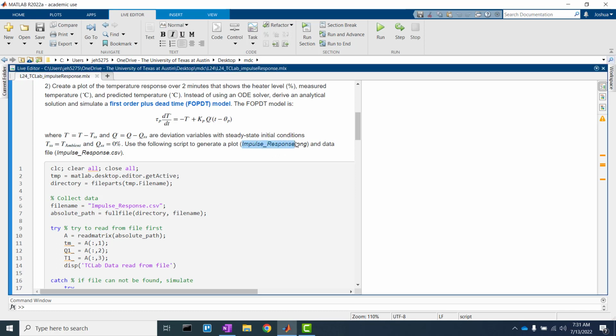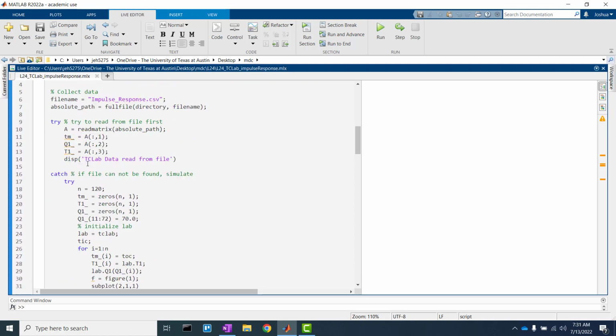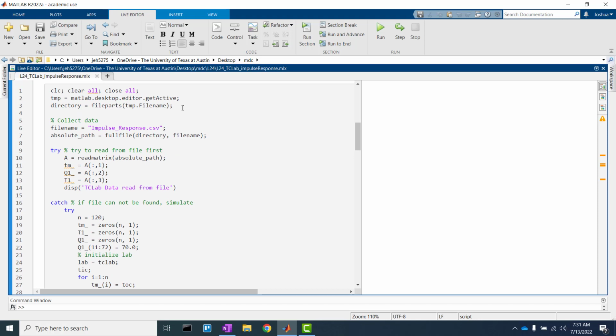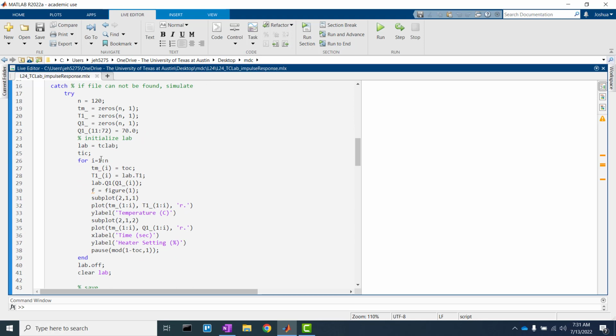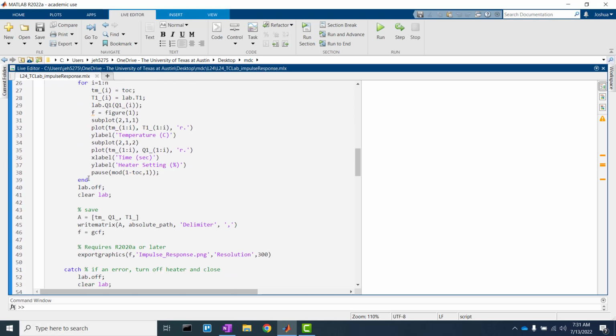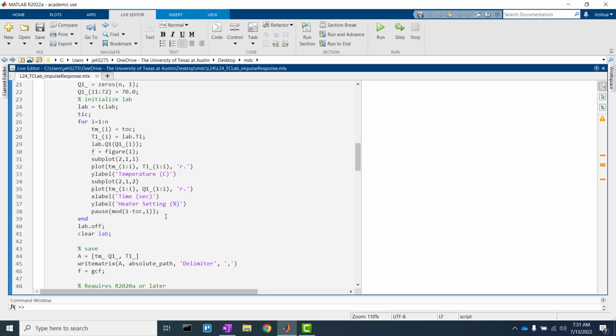Then we're going to generate impulse response.png and the impulse response CSV, so that if we have problems, we can always go back to them. Similar to before, we're going to clear all, close all. Then we are going to collect the data. We will try to read the CSV we've created, and if we can't, then we're going to go ahead and simulate. Pretty standard simulation code by now, hopefully.